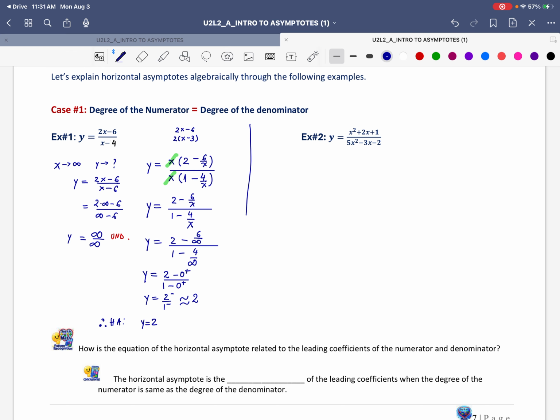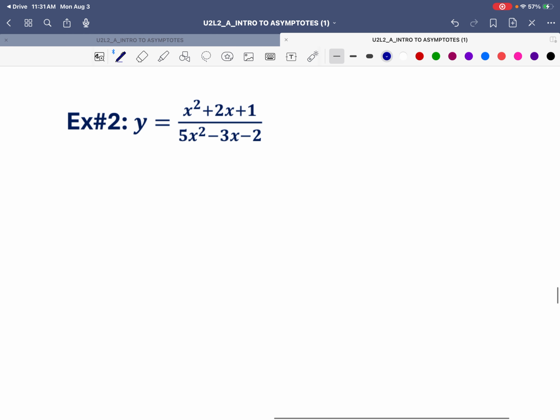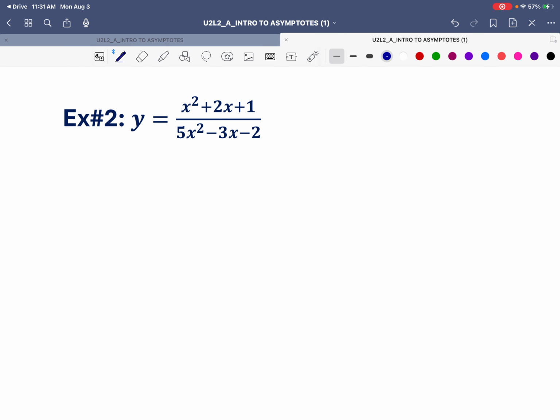example number 2. In example number 2, we have x squared plus 2x plus 1 over 5x squared minus 3x minus 2. I learned from the previous example, if I bring infinity in, then I will end up with infinity with some other forms of infinity here. So what I'm going to do is try to get rid of the variables that bring infinity in. And I don't mean just x to the power 1. I have to take out x to the highest power.